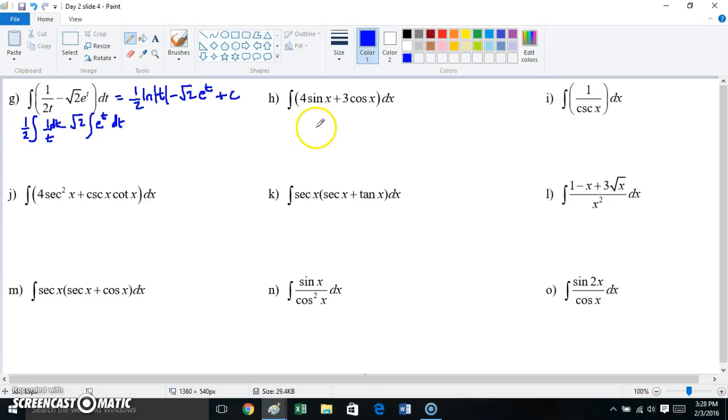Letter H, we're integrating the sine and the cosine. The integral of sine is negative cosine, so we have negative 4 cosine x. The integral of cosine is positive sine, so we have plus 3 sine of x plus c. Letter I, 1 over cosecant. Cosecant is a reciprocal function. It's the reciprocal of sine, so 1 over cosecant is equal to sine, and the integral of sine is negative cosine of x.